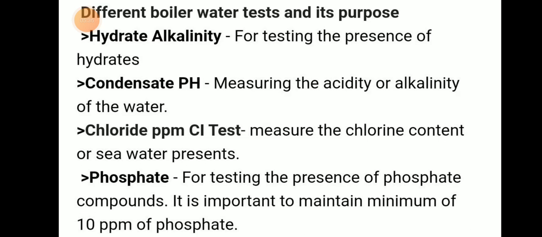Then the different types of boiler water tests and their procedures. In short, hydrate alkalinity: testing the alkalinity in order to find the presence of hydrates. Then condensate pH, which measures the acidity or alkalinity of water. Then the chloride test, used to measure the chloride content or sea water presence. Then phosphate, for testing the presence of phosphate compounds; it is important to maintain a minimum of 10 ppm of phosphate.